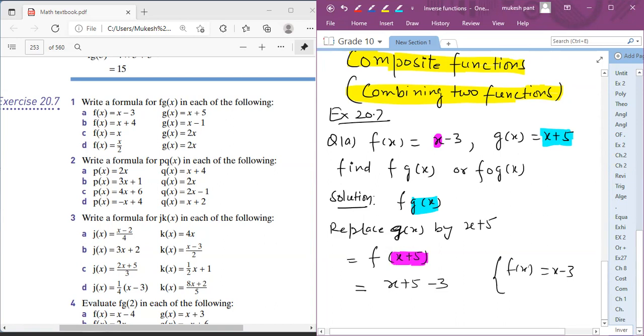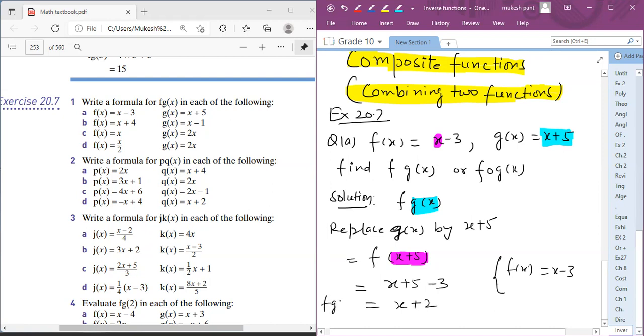Understand? This whole means x. So when we open f(x), it becomes x - 3, and now in the place of x, we have x + 5. So x + 5, then minus 3. So this is x and 5 minus 3. So this is the value of f(g(x)).